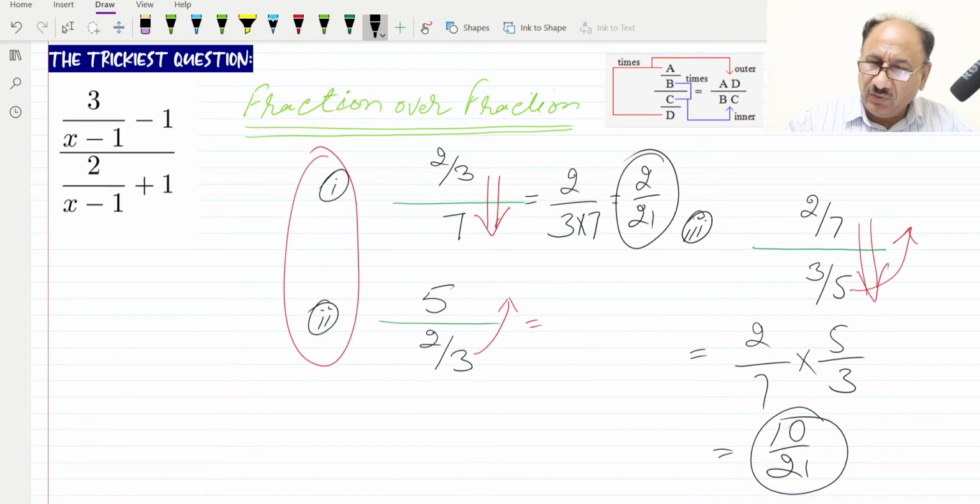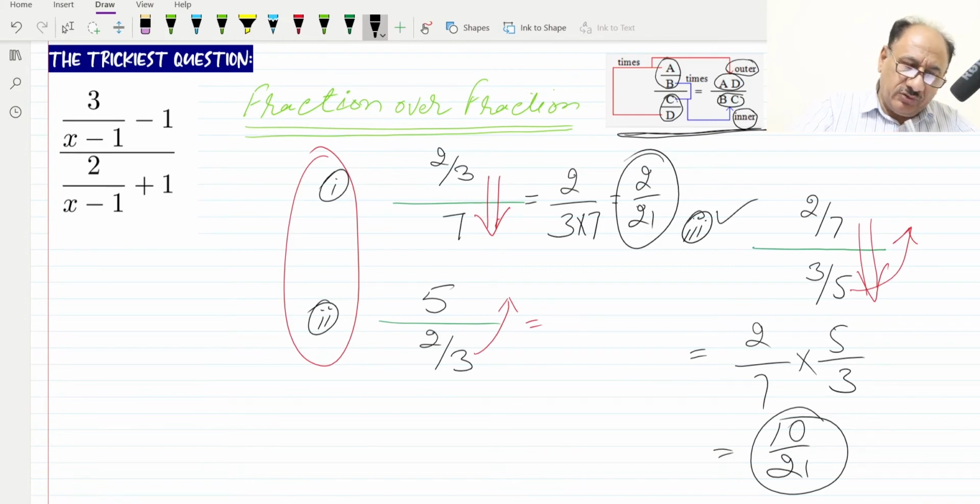This third one is also summarized in this box which we have written over here. A over B is the fraction in the numerator, C over D is the fraction in the denominator. So multiply the outer ones, A and D, and this will be the numerator, and multiply the inner ones, and this will result in the denominator. This is how to keep it in mind. So this is the fraction over fraction rule.